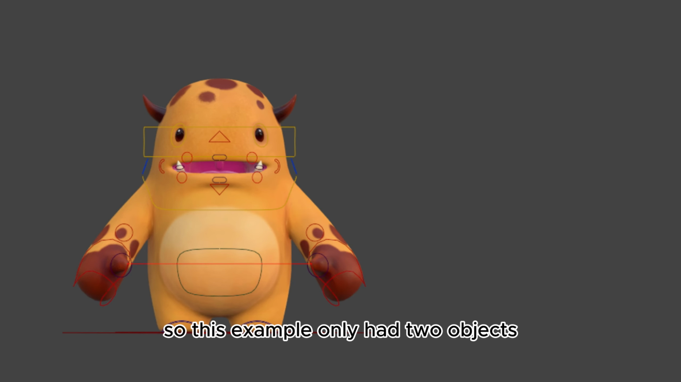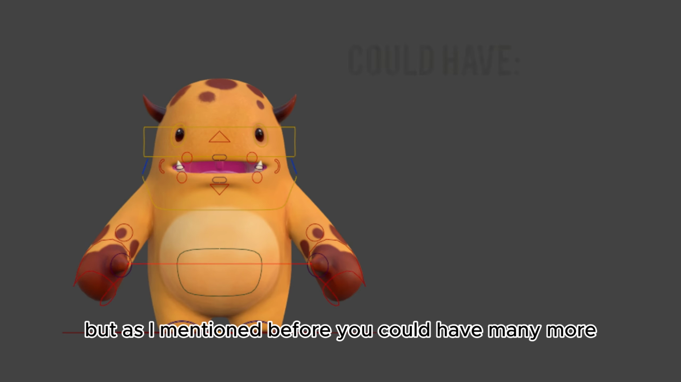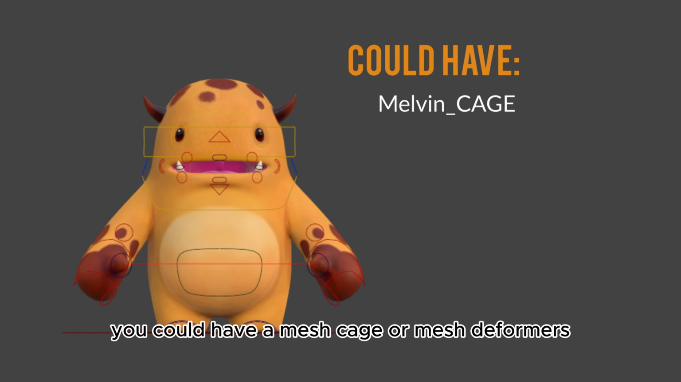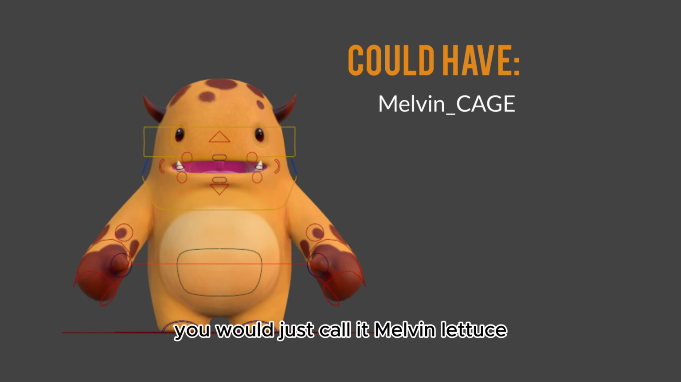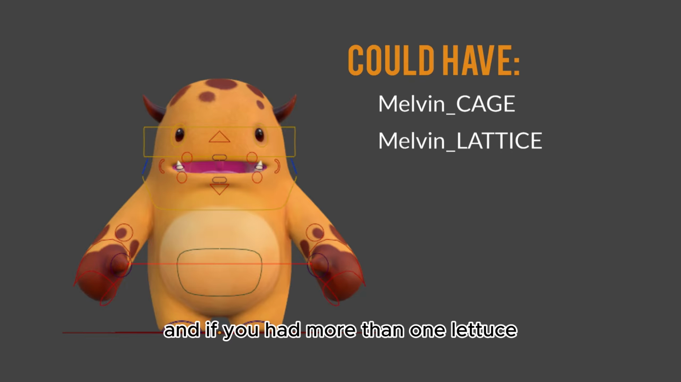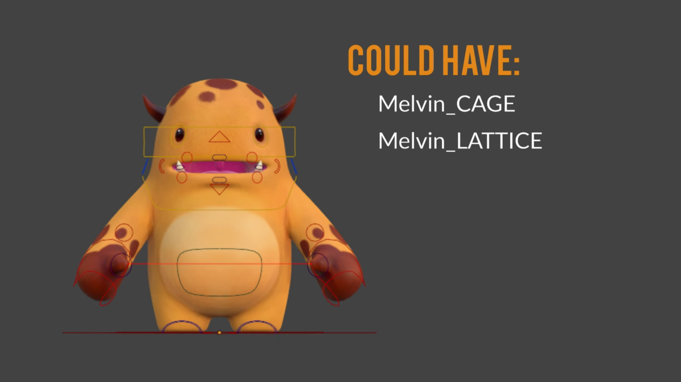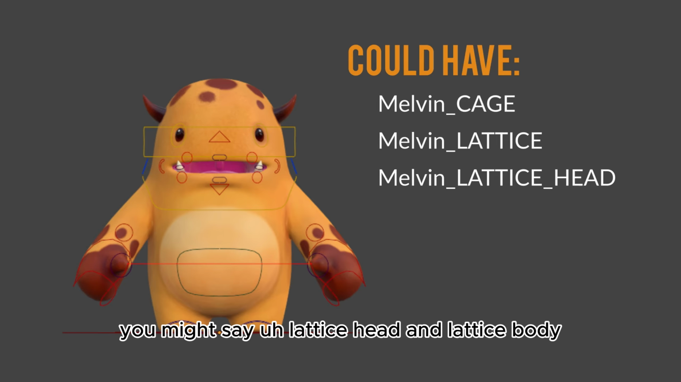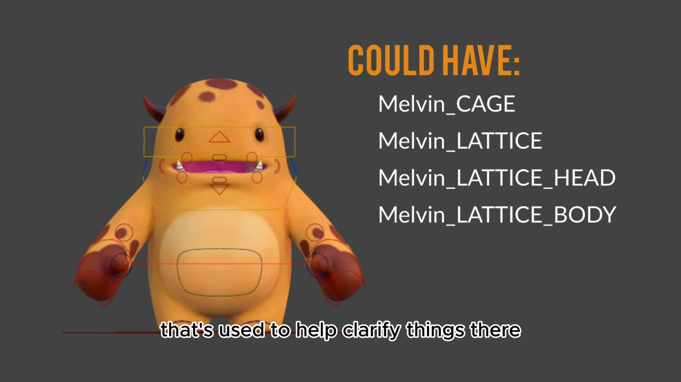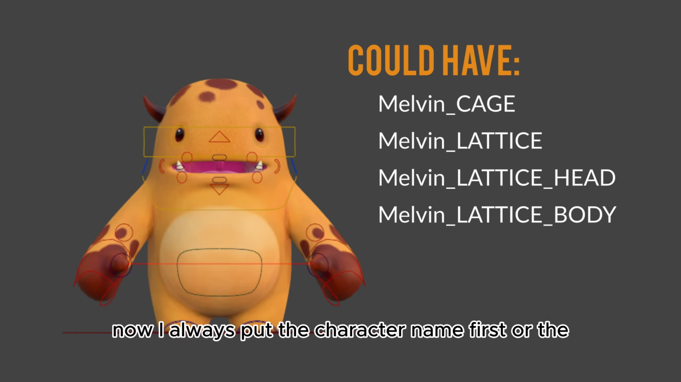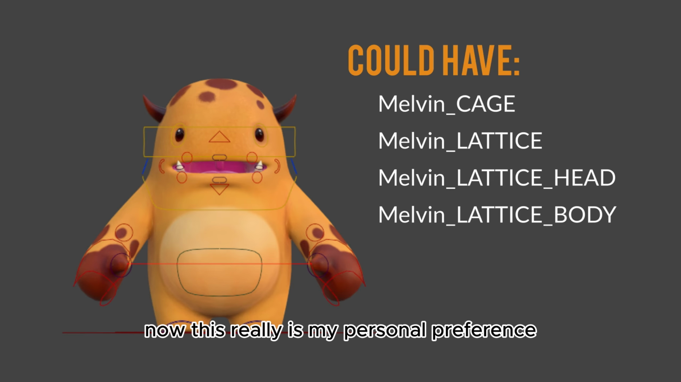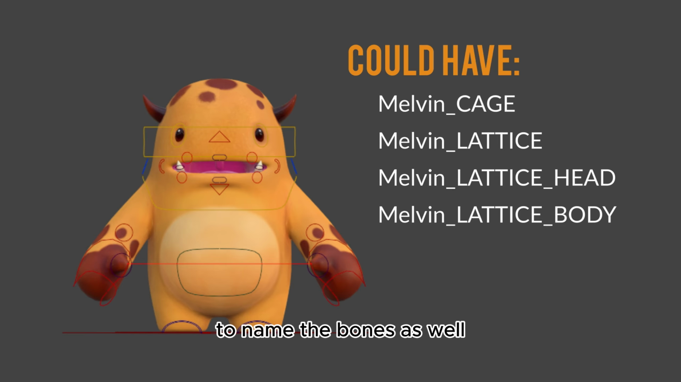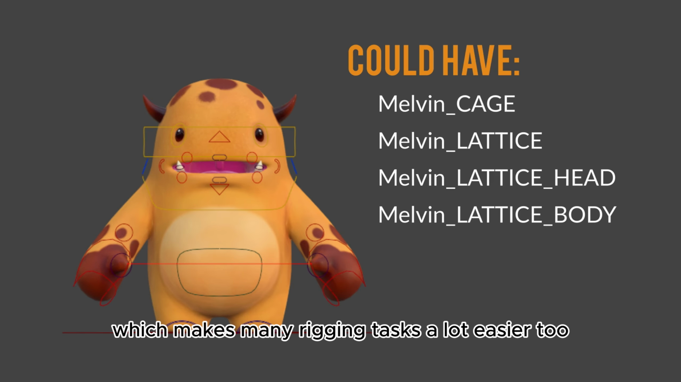So this example only had 2 objects, but as I mentioned before, you could have many more. You could have a mesh cage or mesh deformer to help you move. I would call that Melvin cage. If you have 1 lattice, you'll just call it Melvin lattice. If you had more than 1 lattice, you'll give it an extra label. You might say lattice head and lattice body. That's just to help clarify things there. Now, I always put the character name first, or the name of the object that I'm rigging first, so it remains alphabetical. Now, this really is my personal preference, but I use this same alphabetical approach to name the bones as well, which makes many rigging tasks a lot easier too.